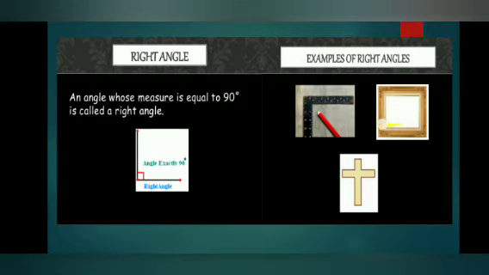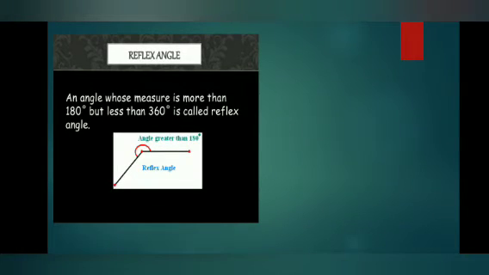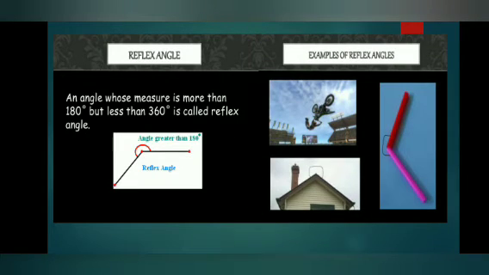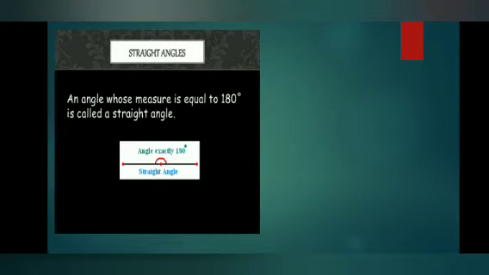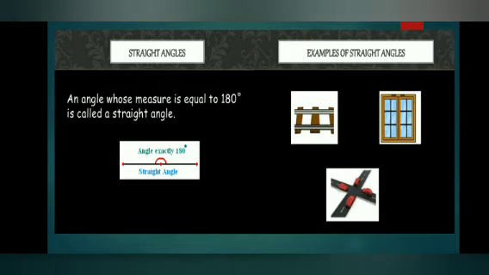Next goes the reflex angle. An angle whose measure is more than 180 but less than 360 is called a reflex angle. And there are a few examples of reflex angles. Straight angle. An angle whose measure is equal to 180 degrees is called a straight angle. And these are the examples of straight angles.